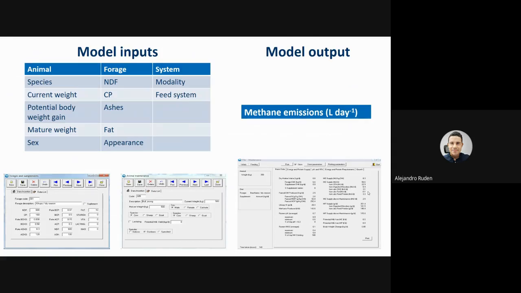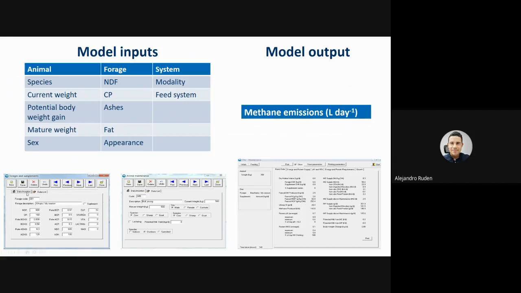What we see here is the input for the animal: the species, current weight, potential body weight gain, mature weight, and sex, and the forage as the input for neutral detergent fiber, crude protein, ashes, fat, and appearance, and the system, the modality, and feed system. The model output that we are interested in is methane emissions, but we can also know the milk potential production and the body weight change in a day.